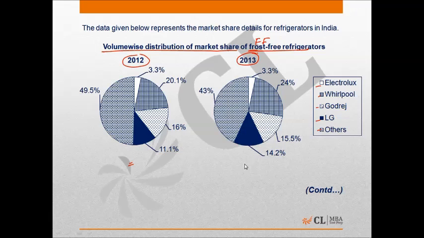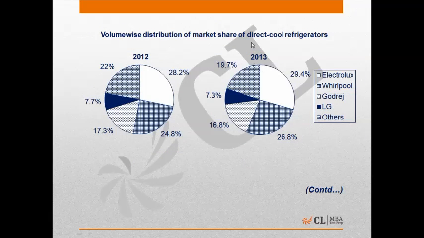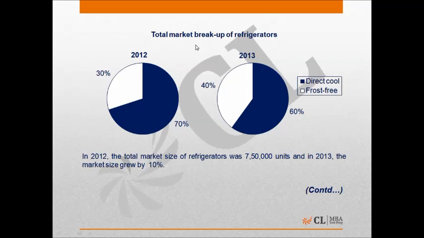The total value of each of the pies is not given. The next pie chart talks about the volume-wise distribution market share of direct cool. So let's call that DC refrigerators. Same 2 years, 2012 and 2013, same four companies and others. Then we have total market breakup of refrigerators, same 2 years, but we're not talking about the companies, but this is refrigerator type breakup.